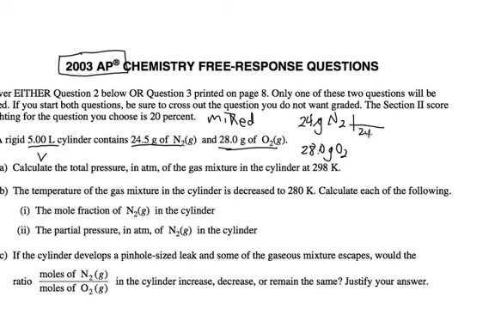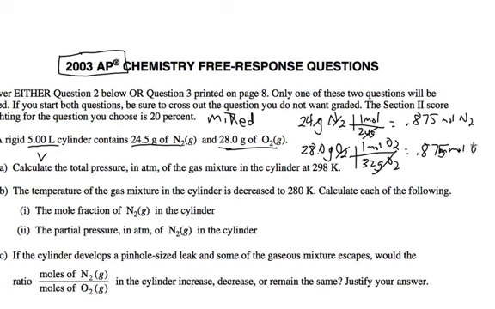This is going to be 24 grams per every 1 mole, and we're going to get 0.875 moles of N2. And this is 32 grams of O2 per every 1 mole O2, and we're going to get 0.875 moles of O2. Okay, so we have moles of each now. I want you to refer to these values when we do this problem. They're going to come in handy as we do this problem.